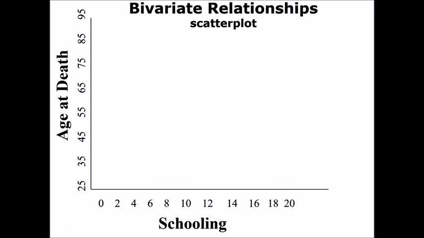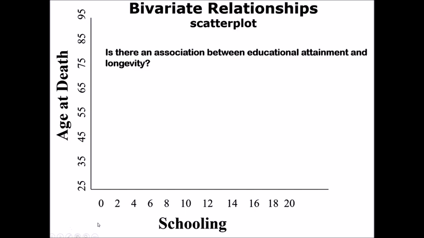Now, the simplest way of looking at bivariate relationships, aside from using simply a correlation coefficient, which is a number indicating correlation, is to use a scatter plot. Notice on our x-axis we have schooling, and on our y-axis we have age at death. We're assuming that education or schooling will have some kind of effect on longevity, right? And typically we put the independent variable on the x-axis, and on the y-axis we put the dependent variable.